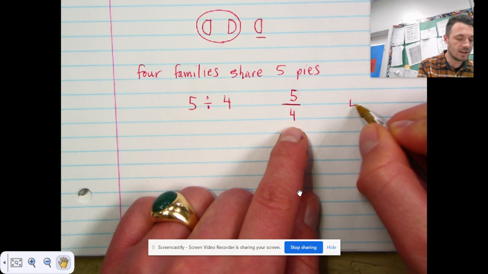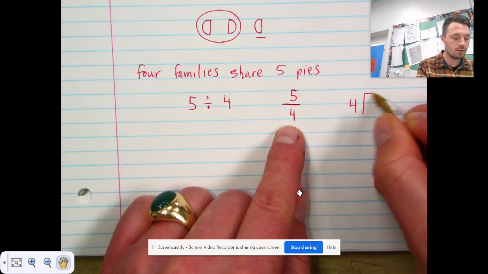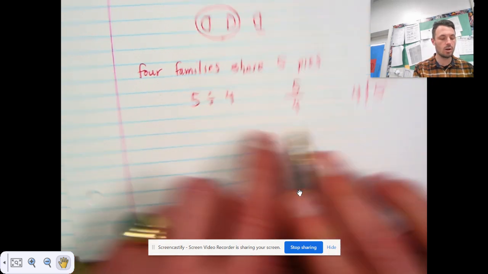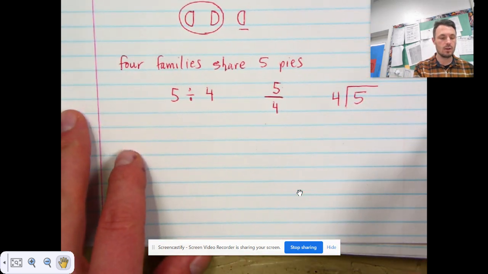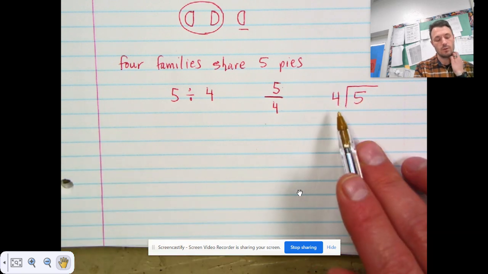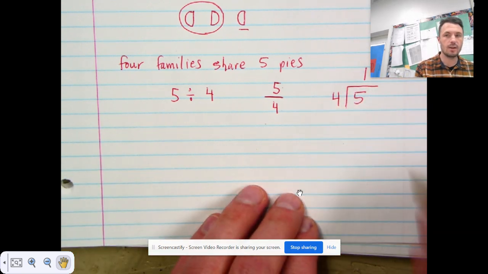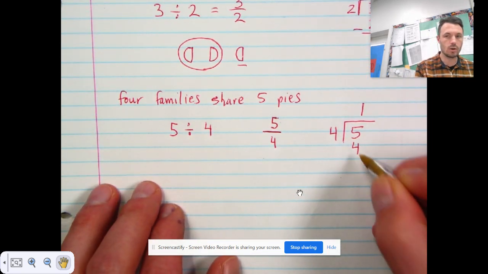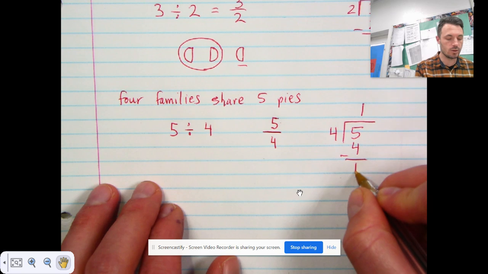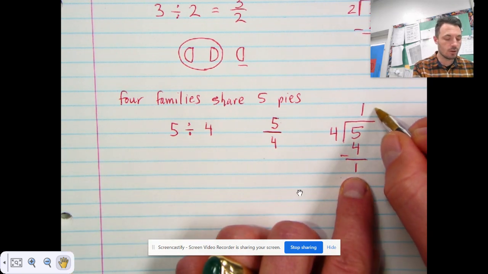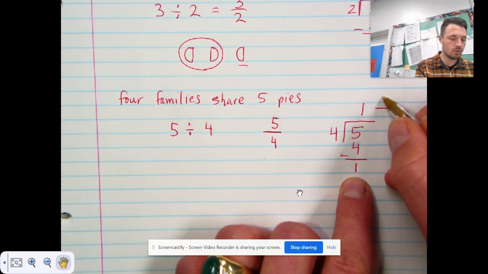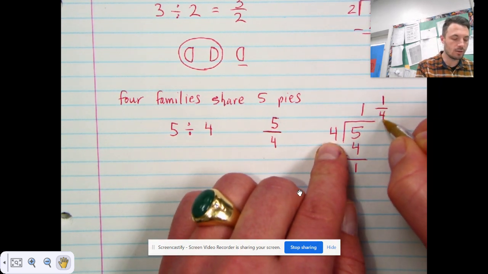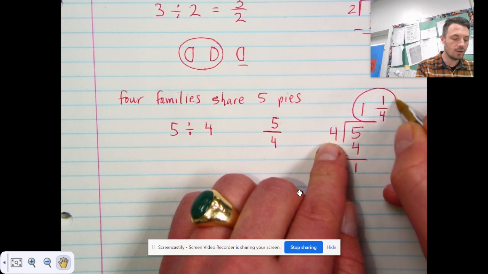So we divide the denominator into the numerator. And that's the same thing we have written here. 5 divided by 4. 4 can fit into 5 one time. 1 times 4 is 4. 5 minus 4 is 1. The remainder for our fraction becomes the numerator, and the divisor becomes our denominator. So now we have 1 1/4.